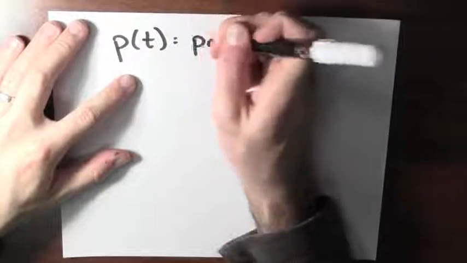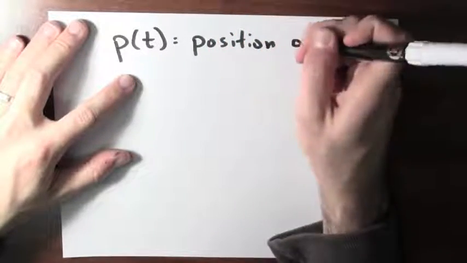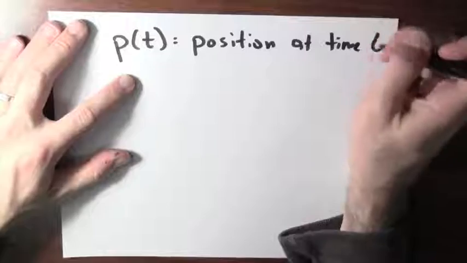There's also a physical interpretation of the second derivative. So let's call p of t the function that records your position at time t.